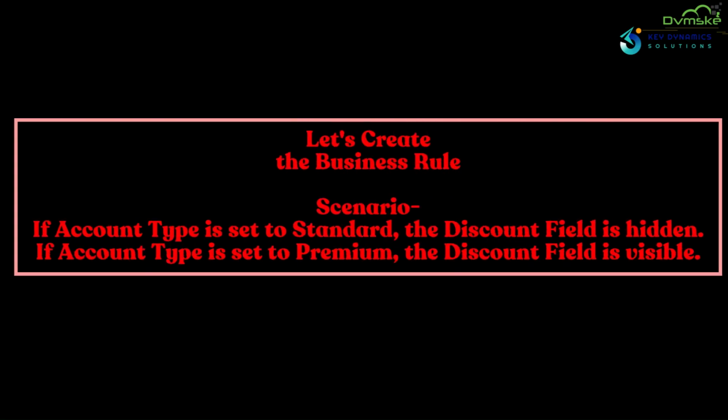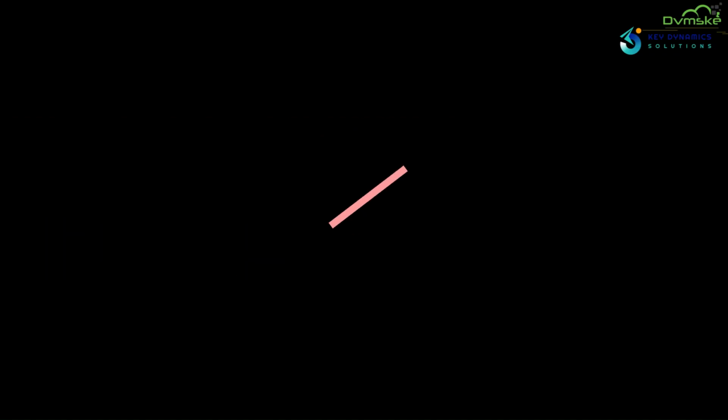Now let's create the business rule. Here the scenario is: if the account type is set to standard, the discount field should be hidden, and if it's set to premium, the discount field should be shown.